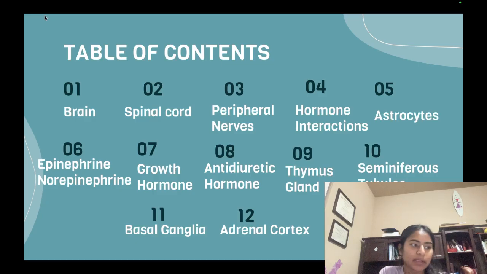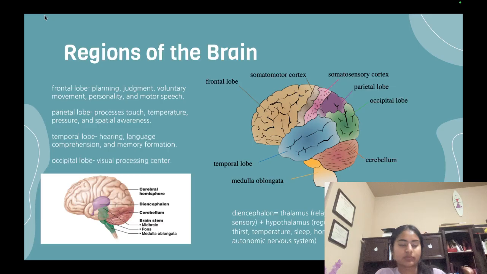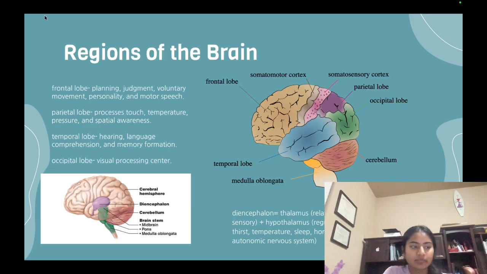We're going to start off with the brain. So the largest part of the brain is the cerebrum. It's responsible for higher level thinking, memory, voluntary movement, sensory awareness, language, and decision making, and it's divided into two hemispheres and four main lobes.